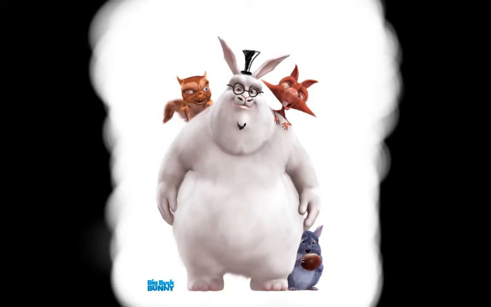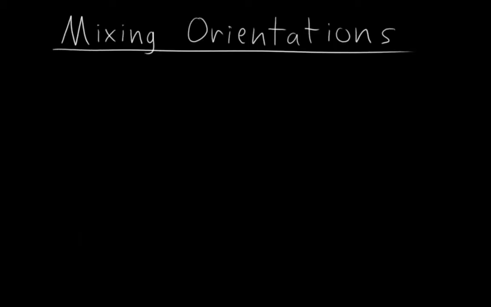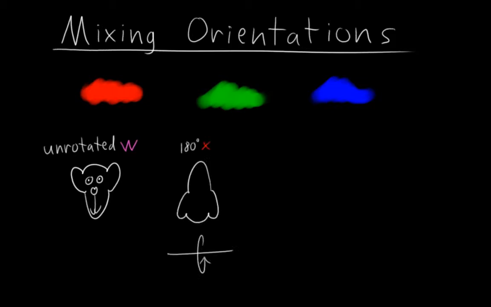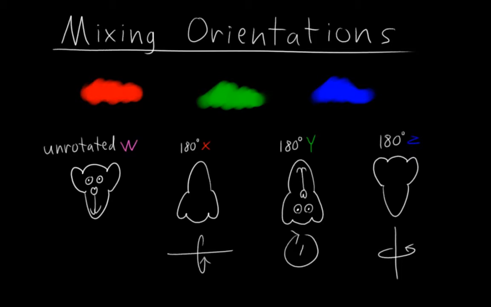The other way, which I use now, is to think of quaternions as mixing orientations. Kind of like color, where we're mixing red, green, and blue, except in this case we're mixing 4 orientations: one that's unrotated, one that's rotated 180 degrees around X, one that's rotated 180 degrees around Y, and one that's rotated 180 degrees around Z. But the principle is basically the same.